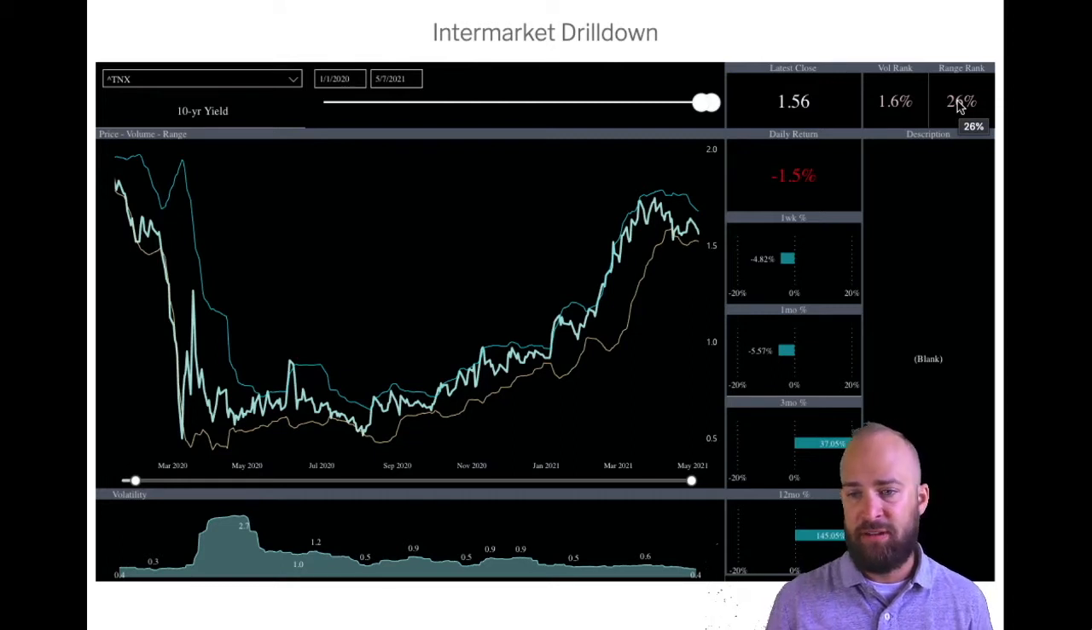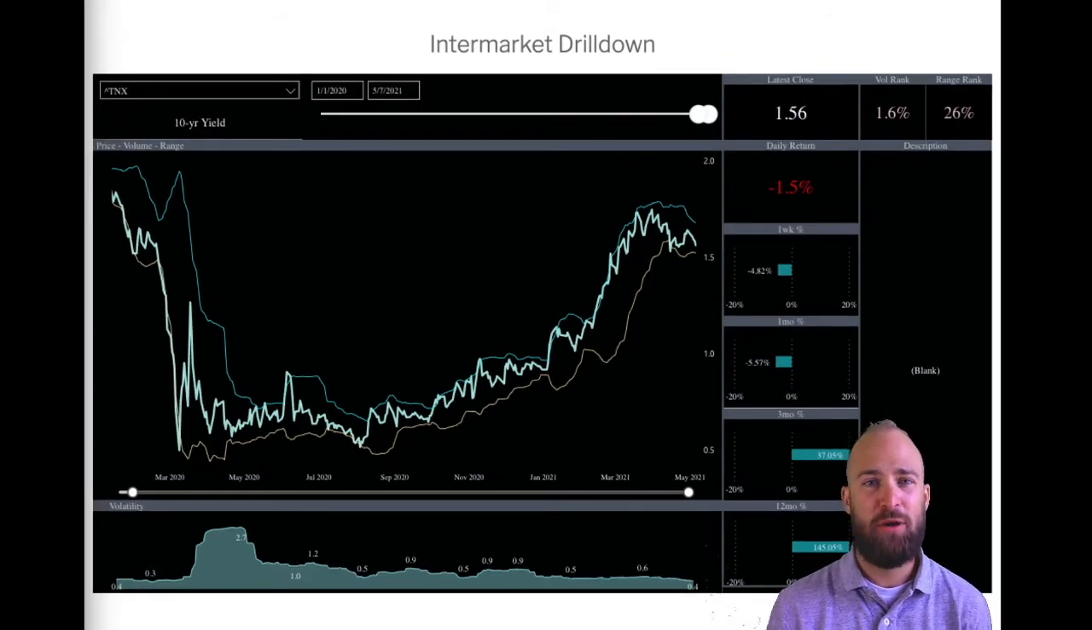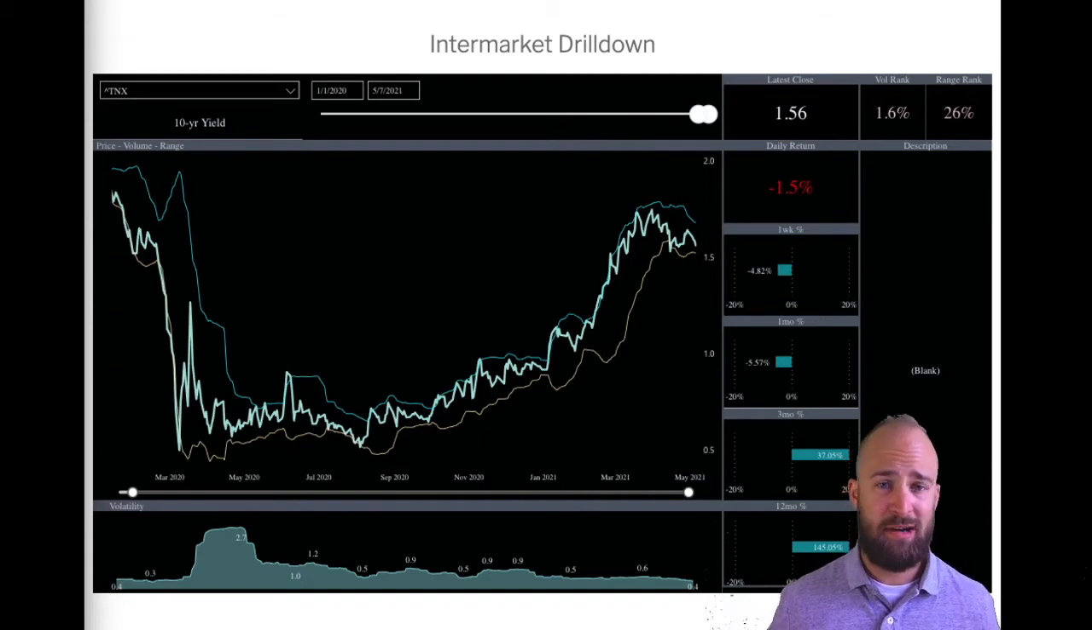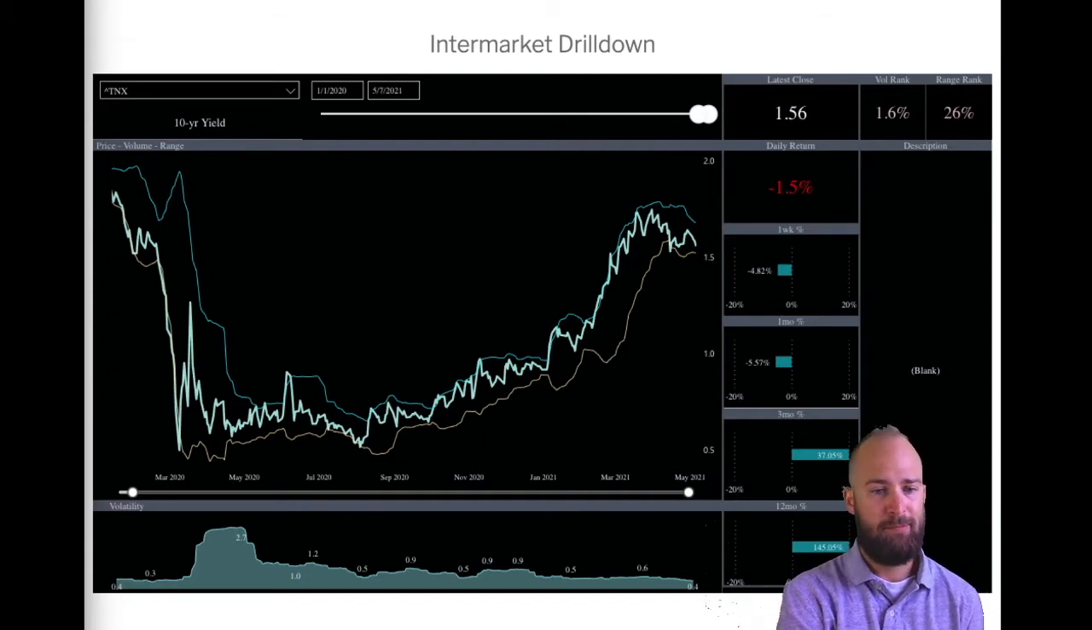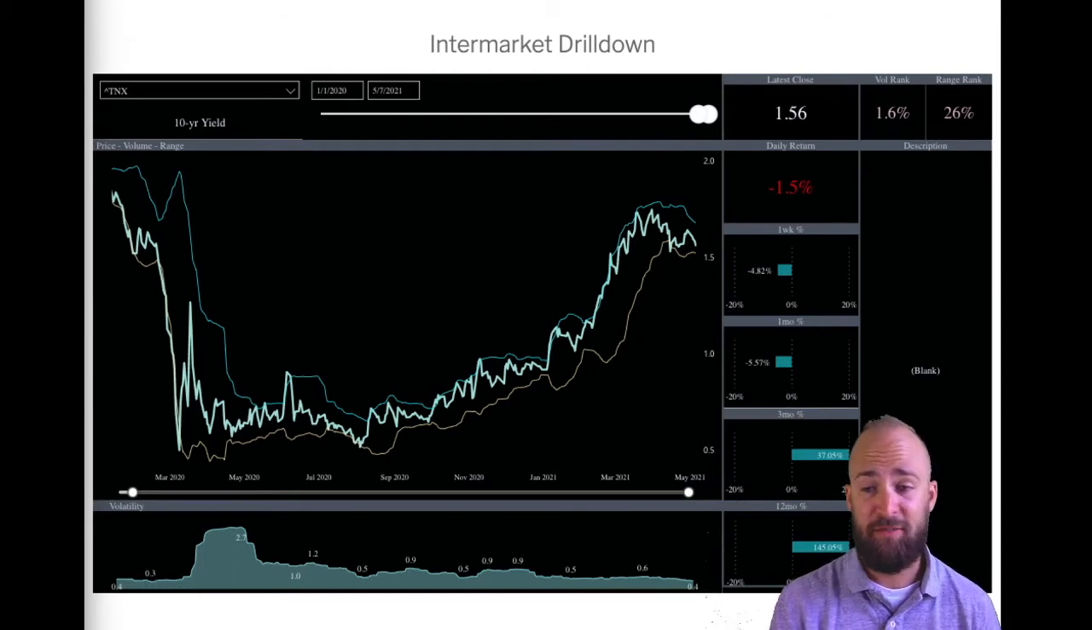So yields definitely have more room to run higher from here than to keep pushing lower. And whether yields move higher or lower from here is really going to be dependent on investor expectations of inflation. And those expectations are important, right? Because expectations of inflation are going to affect yields, and yields are going to affect the attractiveness of certain sectors of the stock market, right?